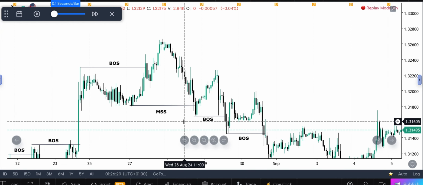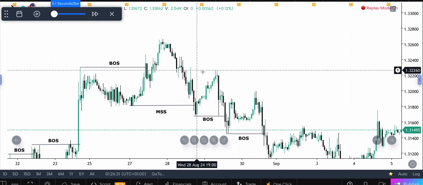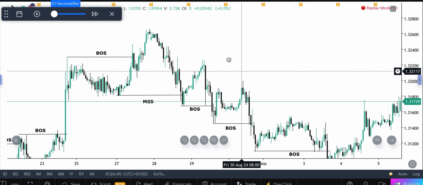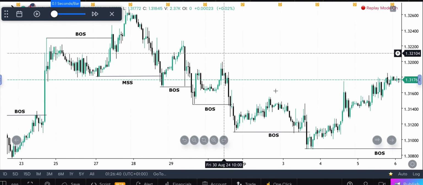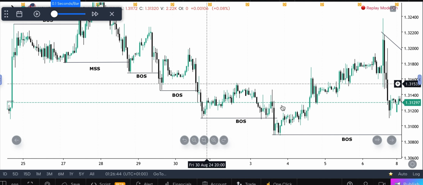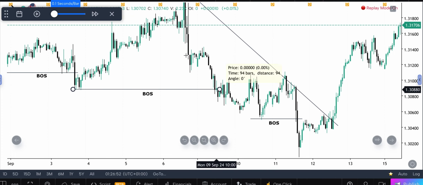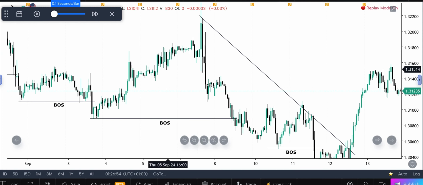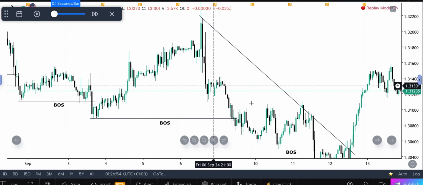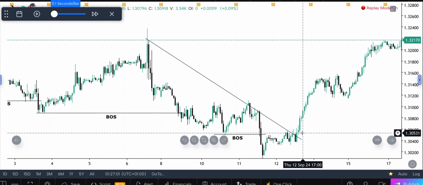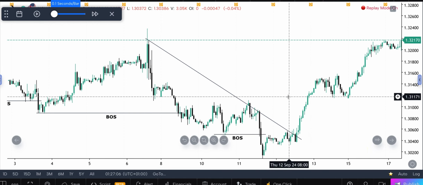So what price will do is pull back to at least 50% of this entire structure, and then price will start selling. You can see, price sold. So this is how market structure works. You can see the chart is not as clear as the one I drew on the diagram, but this is how it is. So when you see price trending downward, this is a bearish scenario.